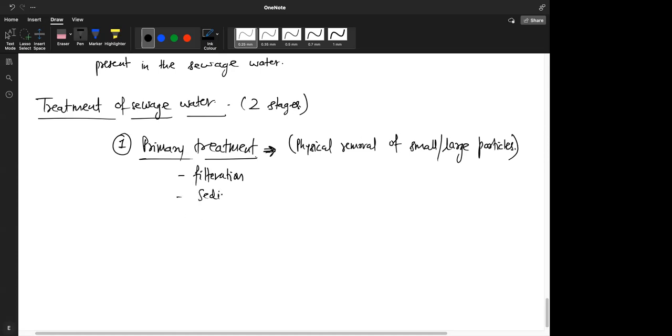Or sedimentation, for things which sediment. You just accumulate this sewage water and let it stand for some time. If it's not flowing, if it's just standing, either things will float or things will sink down. So through both sedimentation and filtration, we can get rid of a large amount of particles. Is it clear? Yes, sir.